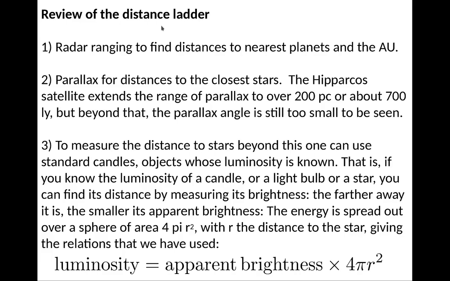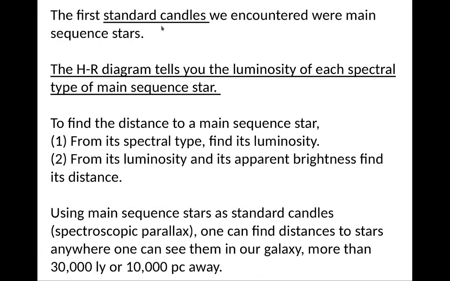So the further away it is, the lower its apparent brightness. In particular, the energy is spread out over the area of a sphere, which is 4 pi r squared. And so as you move further away, r squared gets bigger and bigger, and so the energy per unit area gets smaller, or the brightness gets smaller.